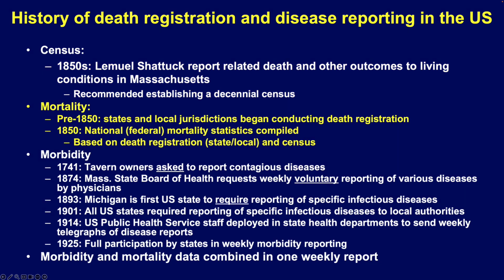Prior to 1850, for mortality monitoring, states and local jurisdictions began conducting death registration. So states and cities in the U.S. did it on their own. It really wasn't coordinated nationally like in England. By 1850, however, there were attempts to compile mortality statistics nationally based on the death registration that was happening within each of the state and local areas, also leveraging the census data for rates.